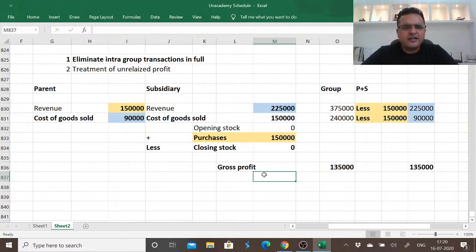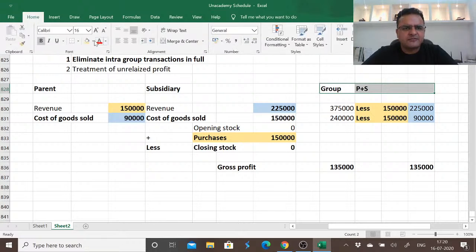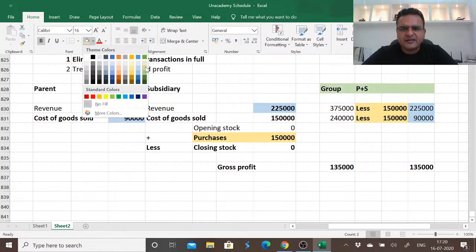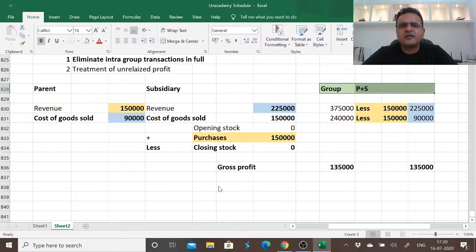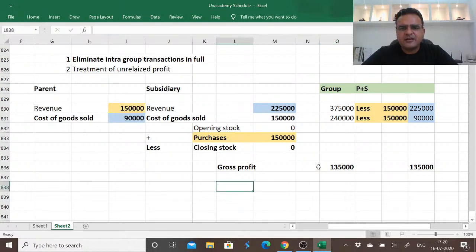So by eliminating intra-group transactions in full, we have been successful in bringing it back to normal, the group as a single economic entity. We have been successful in presenting the group financial statements as single economic entity financial statements. As a single economic entity, 90,000 worth of goods were actually sold for 2,25,000. That's the single economic entity concept. That is the reason we eliminate intra-group transactions in full.